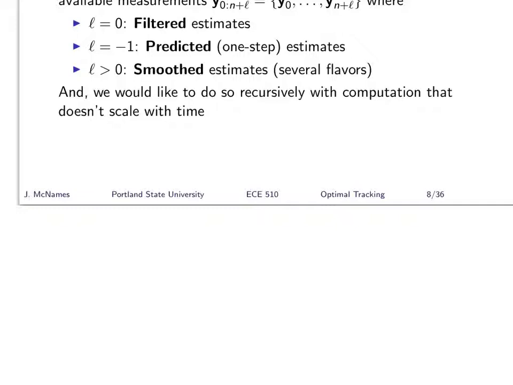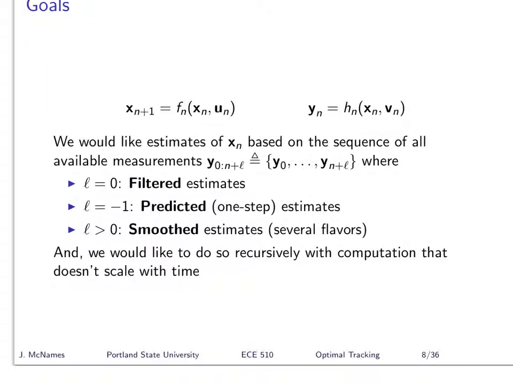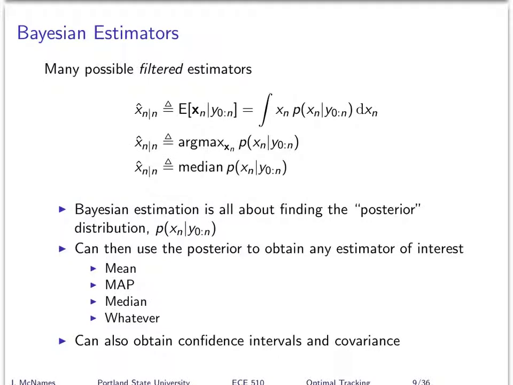Even though it's taking account of a larger and larger set of measurements, the computation at time n is no more than it is at time n plus 1, or than it was at time n minus 1. So we want the computation to not scale with time. That's really important if we're actually going to be able to implement this on practical problems and not have it completely bog down the processor after a few samples or a few seconds. And that'll be true of all the algorithms, even the optimal tracking algorithms that we're going to talk about in this set of slides.